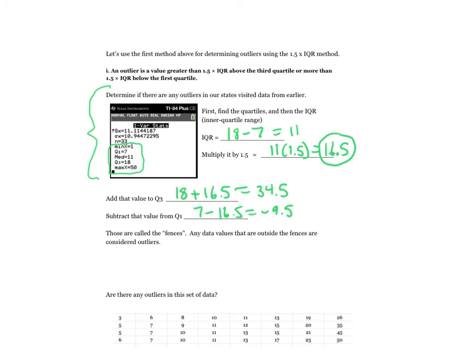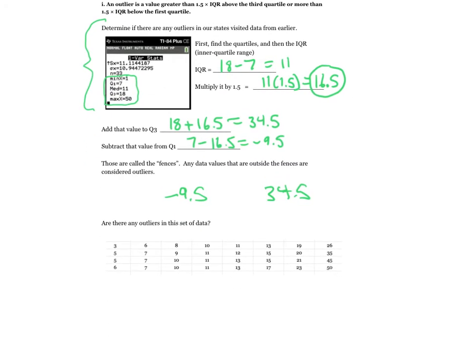All right, so those numbers are called the fences. Any data value that's outside the fences is considered an outlier. So negative 9.5 is the lower fence, and 34.5 is the upper fence. Now, obviously, in our states visited data, we didn't have any negative numbers. No one saw negative 3 states. So there's going to be no outliers on the low end.